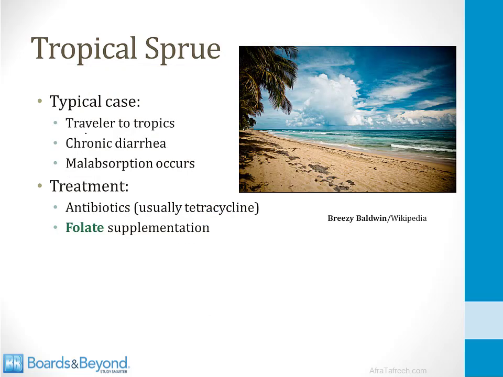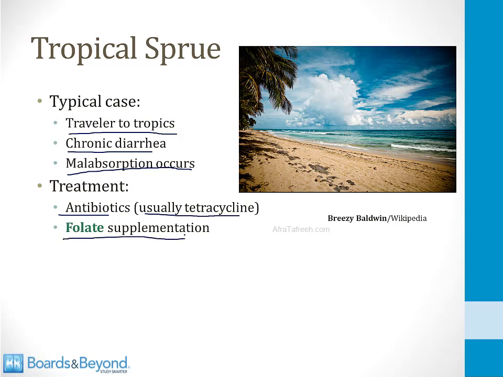So the typical case is a traveler who has been to the tropics, especially the Caribbean, and then develops chronic diarrhea and symptoms of malabsorption. All the antibody tests we talked about for celiac disease will be negative, and if a biopsy is done of the small intestine, it may show blunting of the villi. The treatment is antibiotics. It usually responds to tetracycline, and it's very important to supplement folate.